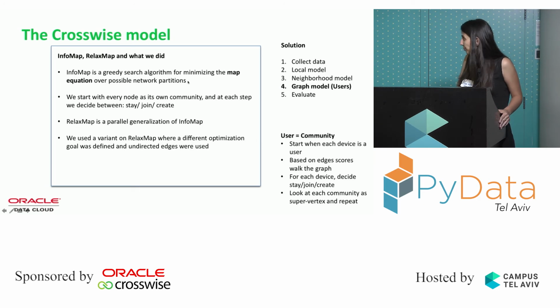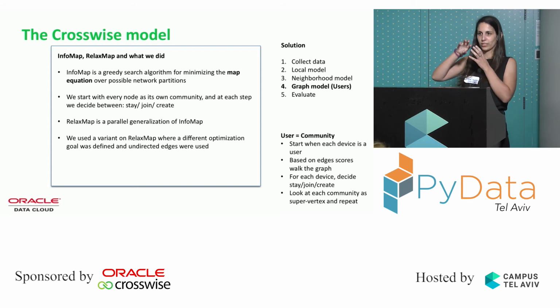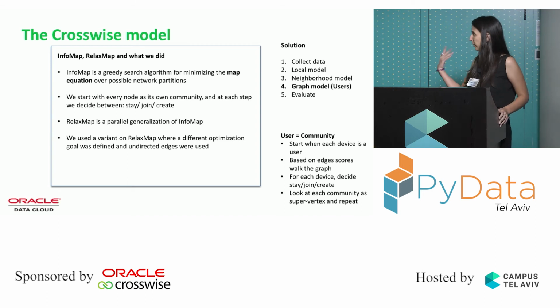So basically you start with each device as its own community. And at each step you get to a specific node, a specific device, and you can decide on one of three things. Either you add this device to a specific community, or you leave it in its current community, or you start a whole new community with it. And we iterated over this for a while. In the original implementation in InfoMap, as well as in RelaxMap, they try to minimize the map equation.